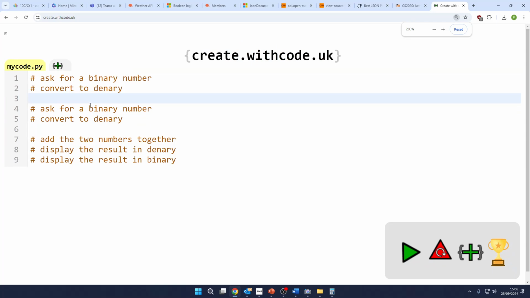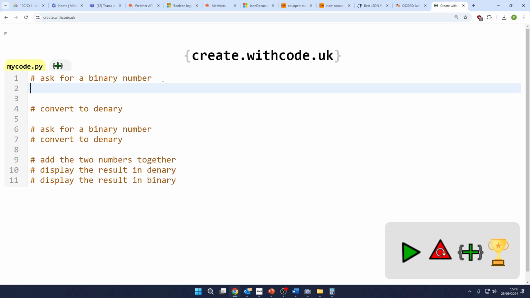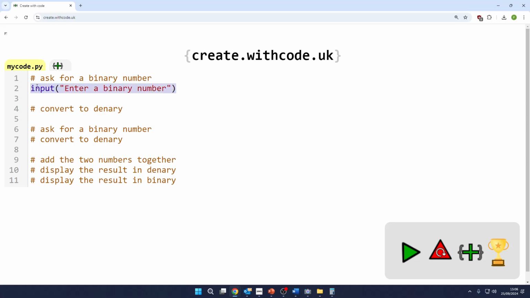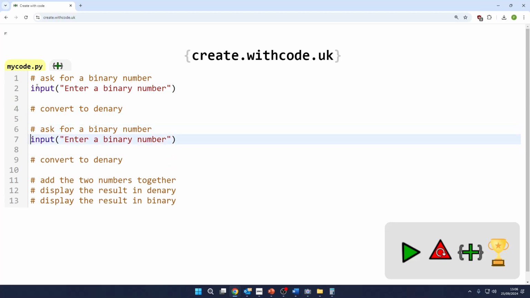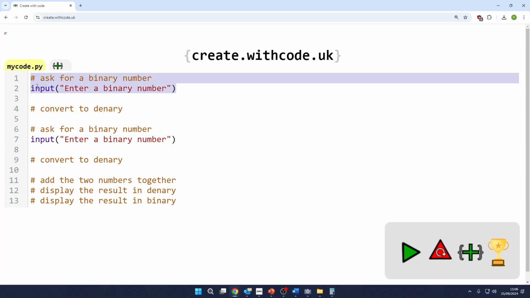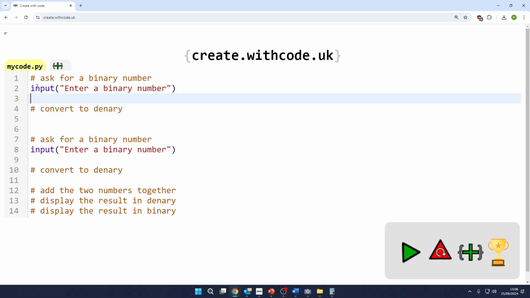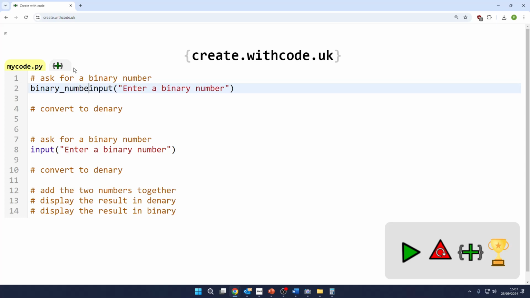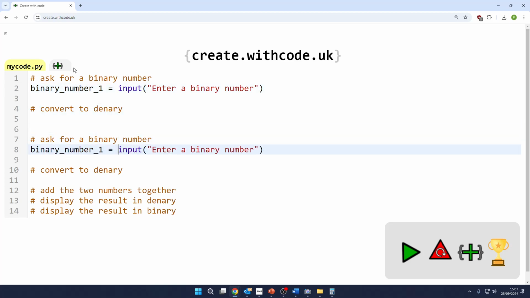Let's see if we can get some comments in. Yes, we're going to use input to ask the question. Oops, it helps if you can spell. And we're going to do that twice. Notice I always leave a blank line above the comment, unless it's on the top line, just so that it's crystal clear that the comment is referring to the line underneath. We can't convert this to denary yet because we haven't stored the answer. So let's call it binary number 1. And then we'll do the same for binary number 2.